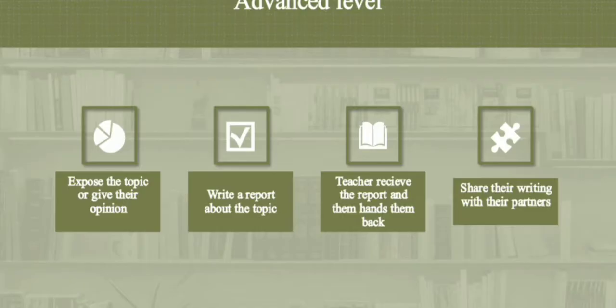Next is for advanced level. First, expose the topic or give their opinion. So, in this example, for an upper intermediate or advanced level class, the writing text forms part of a much longer project-like sequence. The teacher is going to get students to write a report about leisure activities.